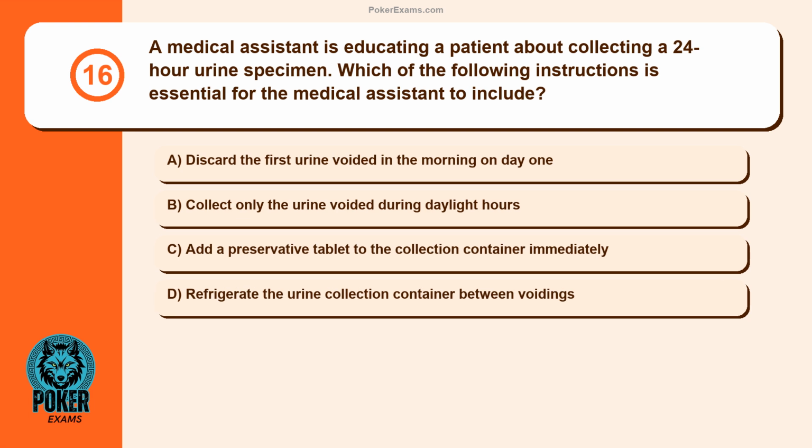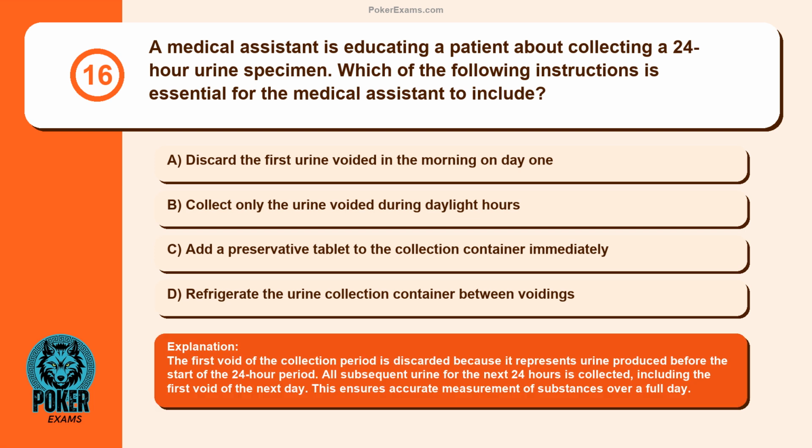Question 16. A medical assistant is educating a patient about collecting a 24-hour urine specimen. Which of the following instructions is essential for the medical assistant to include? Discard the first urine voided in the morning on day 1. Collect only the urine voided during daylight hours. Add a preservative tablet to the collection container immediately. Refrigerate the urine collection container between voidings.